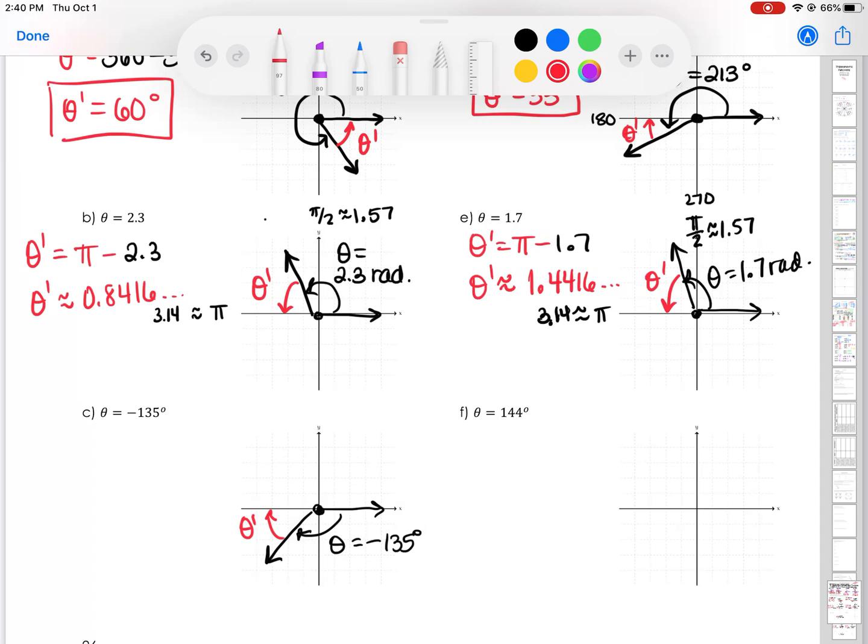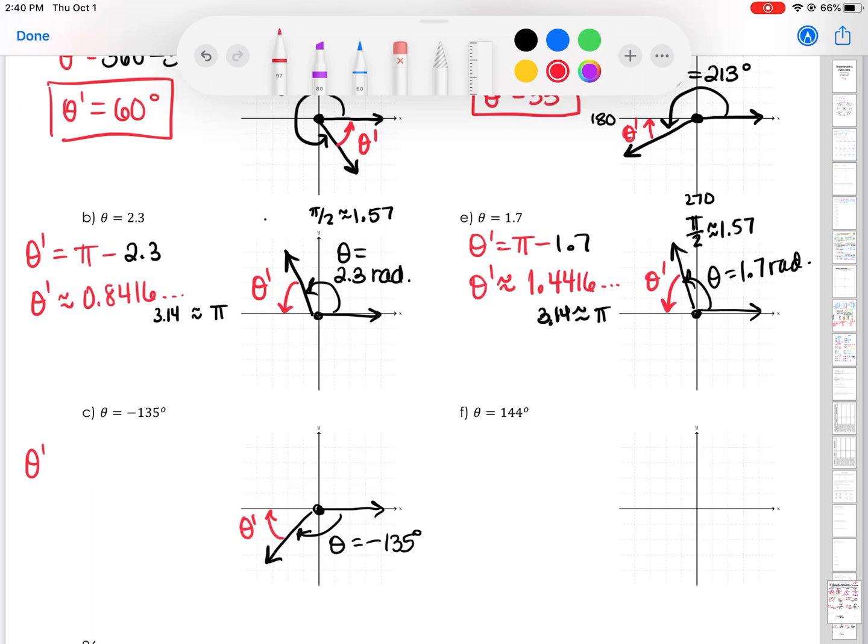So I just have our, this is where things get a little bit messy, but I have theta prime. I need to figure out how big that is. So this is where things get a little messy. I can't just easily subtract stuff here. I need to kind of think backwards because I want my reference angle to be a positive angle.